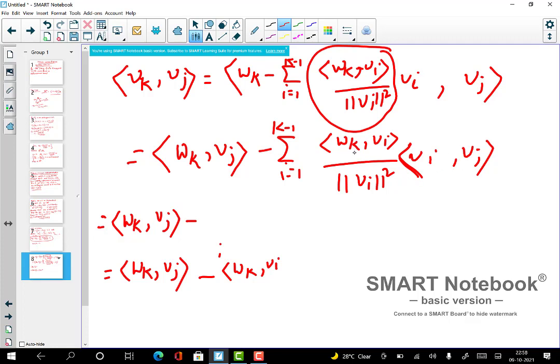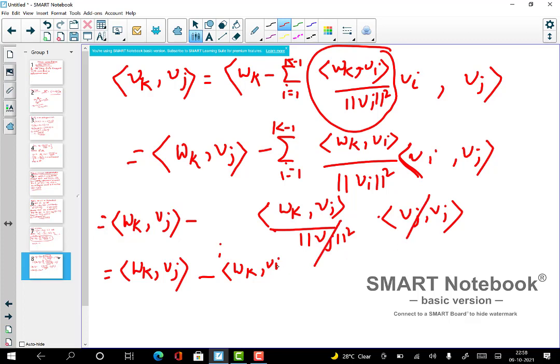So when i equals j, you will have this as Wk comma Vj by norm of Vj whole square, and this will be Vj, right? But Vj is nothing but norm of Vj square, so this gets cancelled, and you will end up with this. And this is true for all j equal to 1 up to k, and this gives you 0.